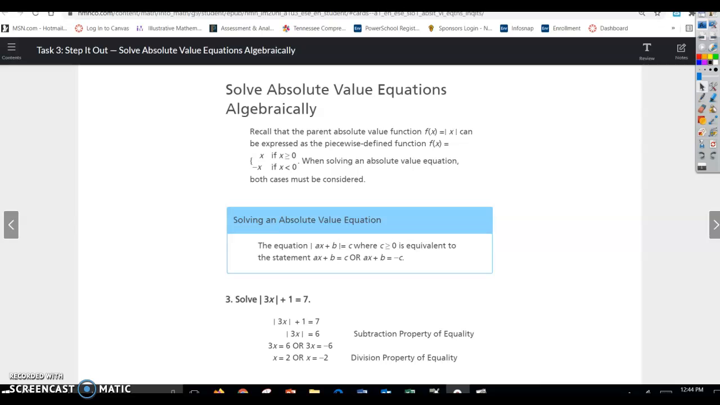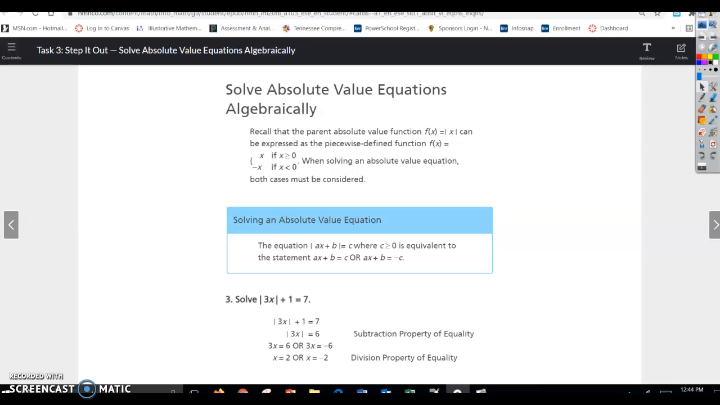Recall that the parent absolute value function f of x equals absolute value of x can be expressed as a piecewise defined function. f of x equals x if x is greater than or equal to 0, or f of x is equal to negative x if x is less than 0. When solving an absolute value equation, both cases must be considered.